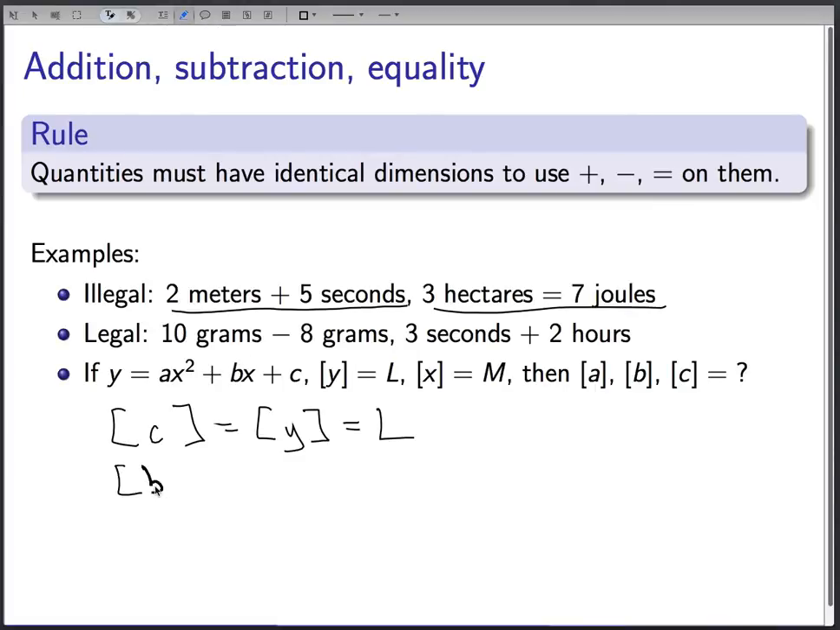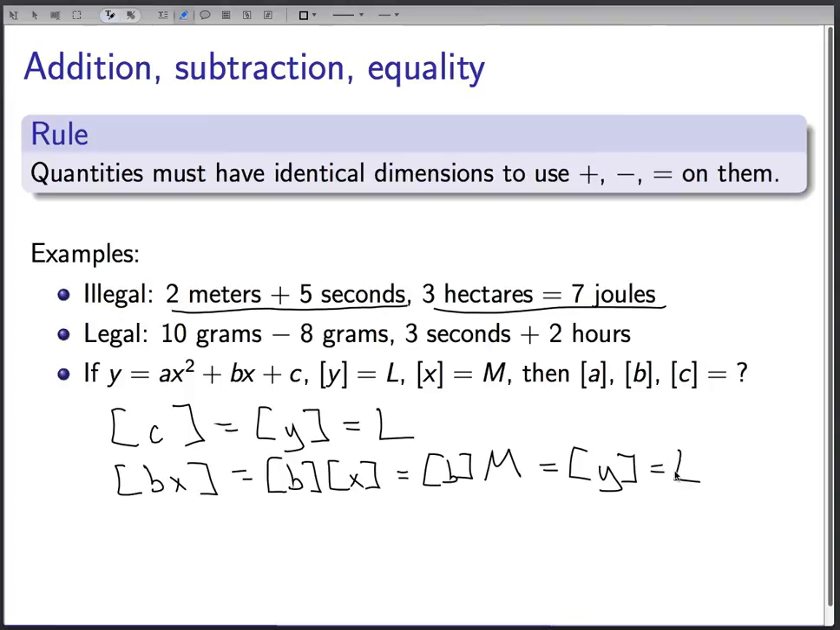We know that the dimensions of bx, which are the same as the dimensions of b times the dimensions of x, which are the same as the dimensions of b times M, because we know the dimensions of x are M, we're told that. We know that those dimensions of bx must equal the dimensions of y, right? Because they're compared by an equal sign, and we know those are L. So if we compare this and this, we can write that the dimensions of b equals L divided by M, or sometimes we'll write it as L M to the minus 1.